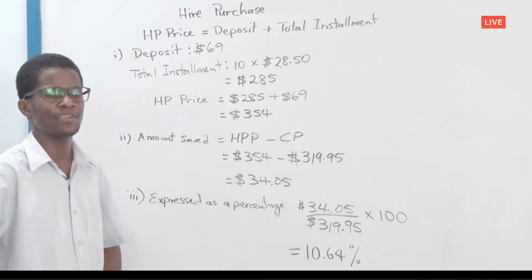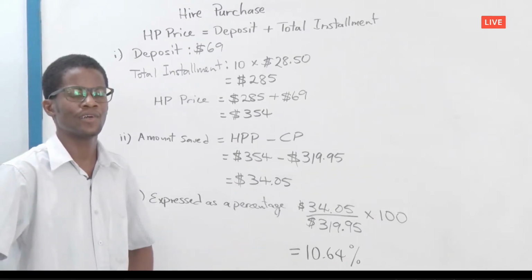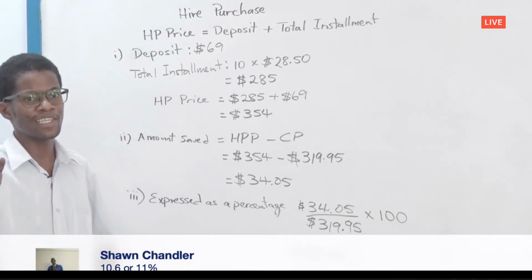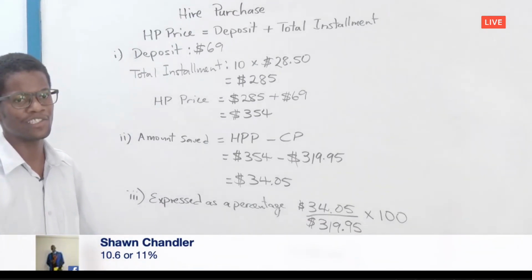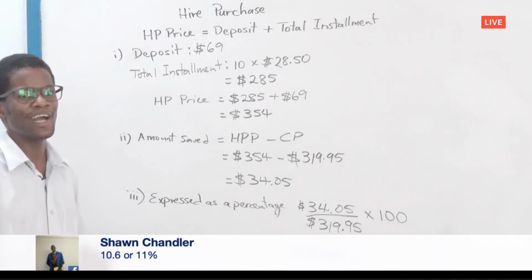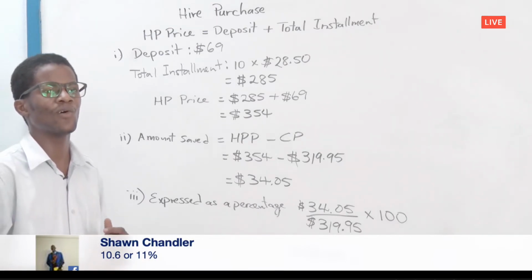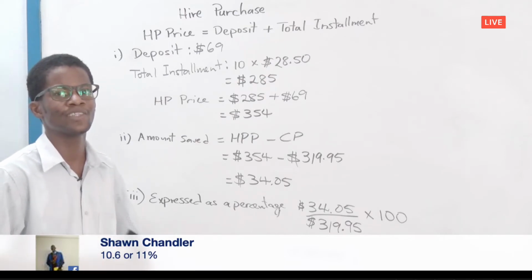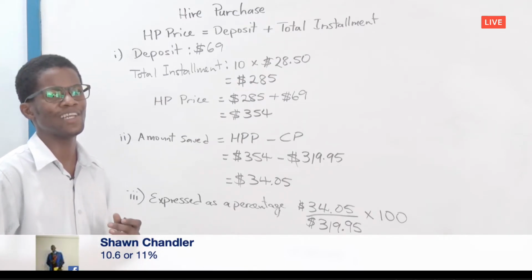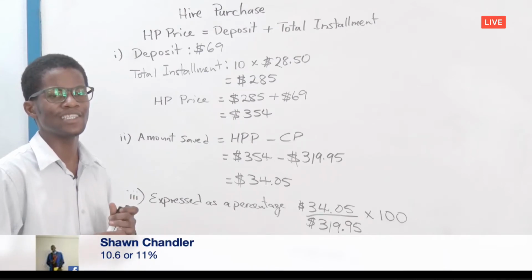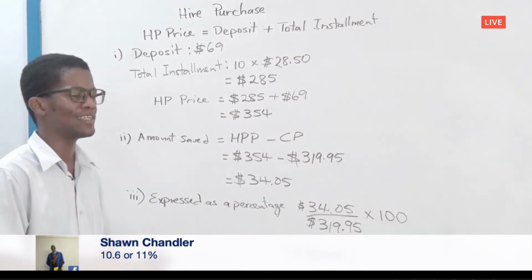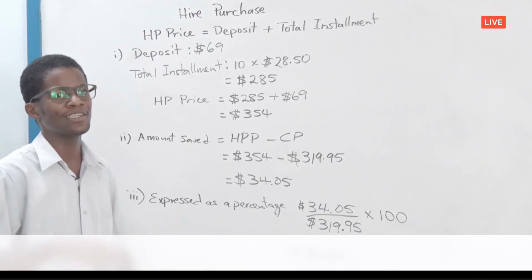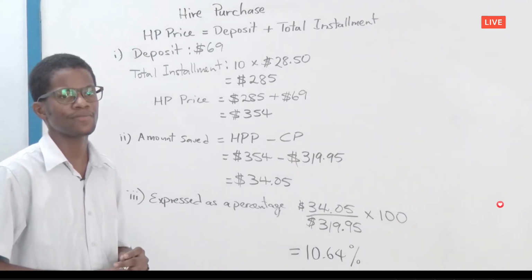Any questions so far? Okay, I'm glad that you guys are understanding it, and most of you got it correct. A job well done. Sean, you did well. If they ask you to round it off to the nearest whole number, it will be 11%, but be mindful of the wording of the question. It did not ask you to round it off, so 11% will be incorrect. It will be 10.64%, or you can put 10.6%, but make sure you state that you rounded it off.